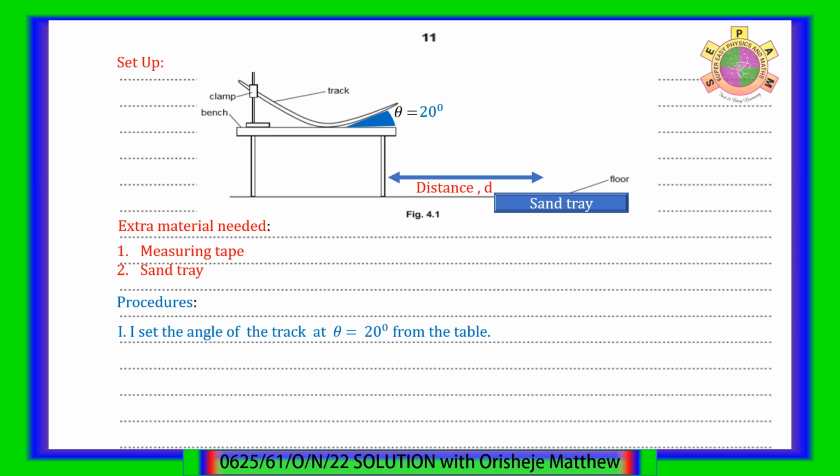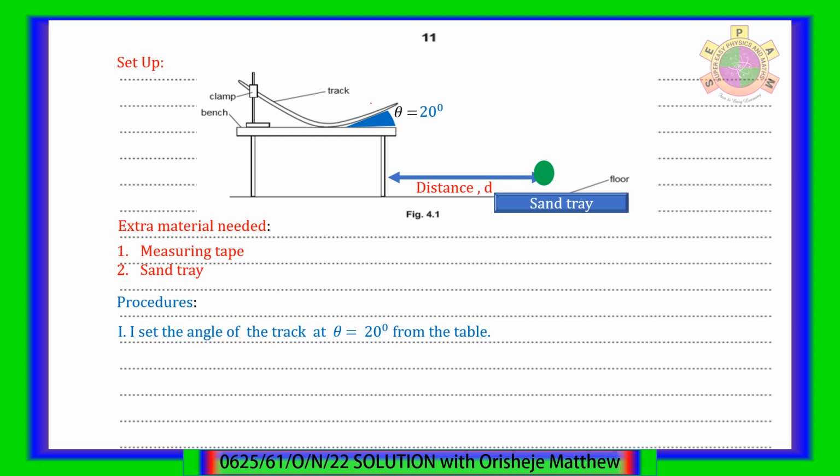Then next, I will drop the ball close to the clamp. I will keep on dropping from the same position. Then after dropping it, I will allow it to roll. So you see the ball rolls from here. So I allow it to roll, and then it flips and drops here. So I measure the distance.